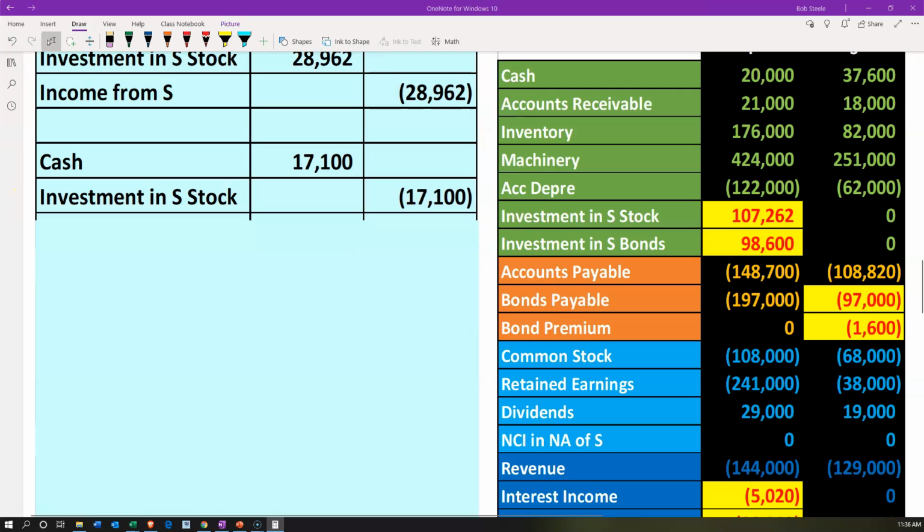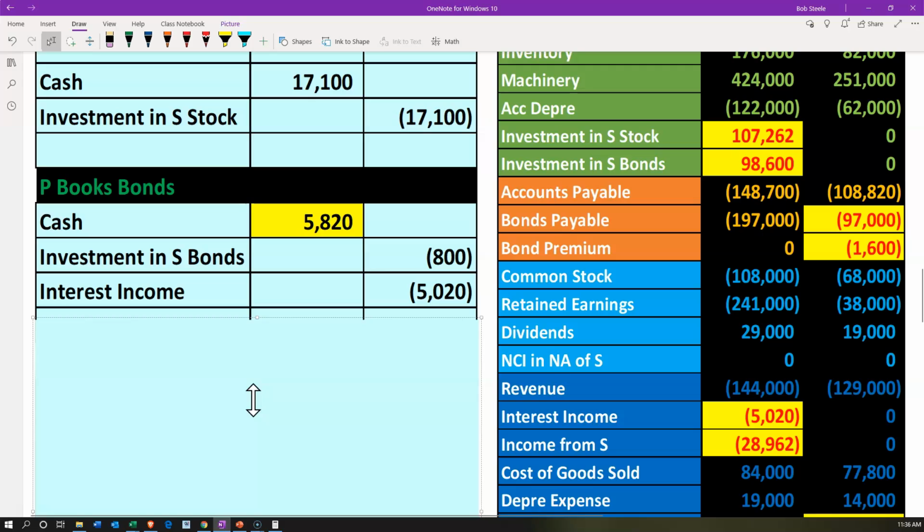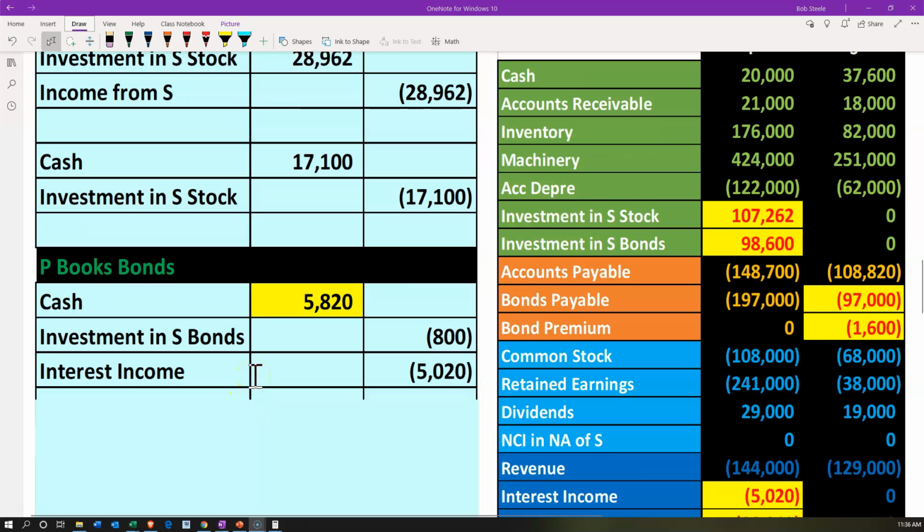Okay, now let's think about the bonds. So we'll think about, all right, what about the bond transaction? We have P's books on the bonds. Let's see if we can reconstruct what would happen on P's books related to the bonds. Now note that P is actually not the one that issued the bonds in this case.